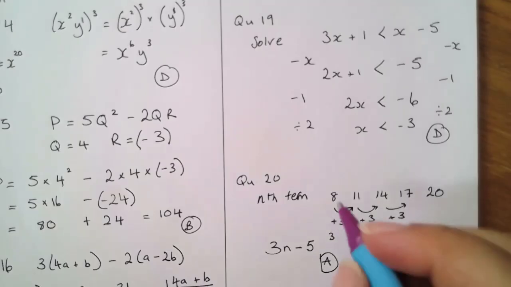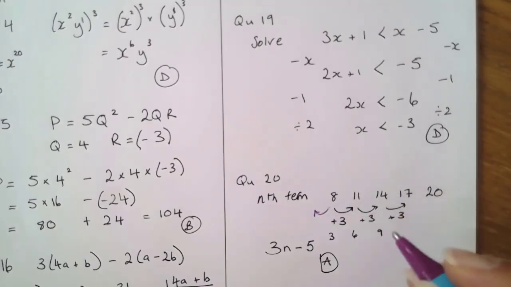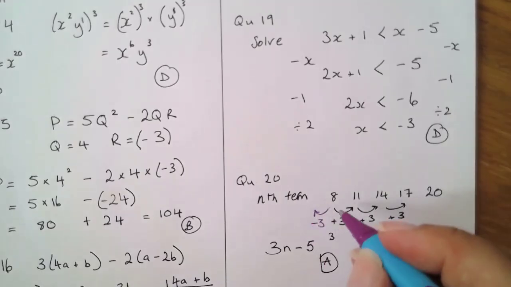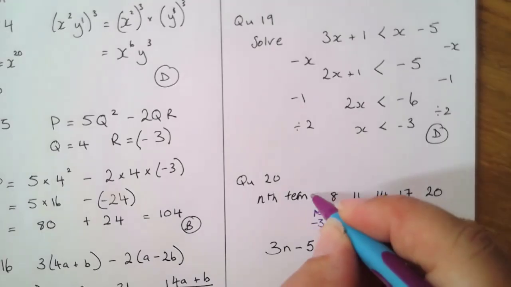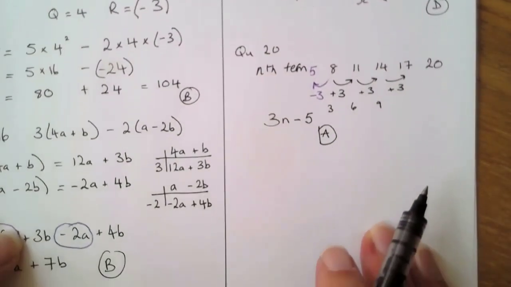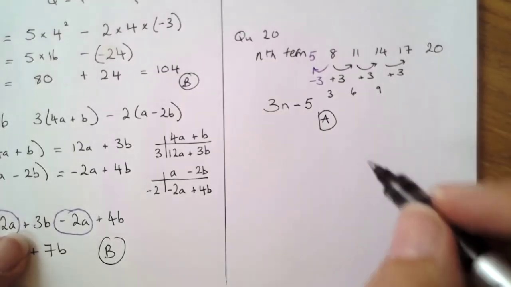You can think about it as what is term 0? Technically, there is no term 0, but if we were going this way, we would be subtracting 3, and that becomes a 5 here. Different ways of thinking about it.